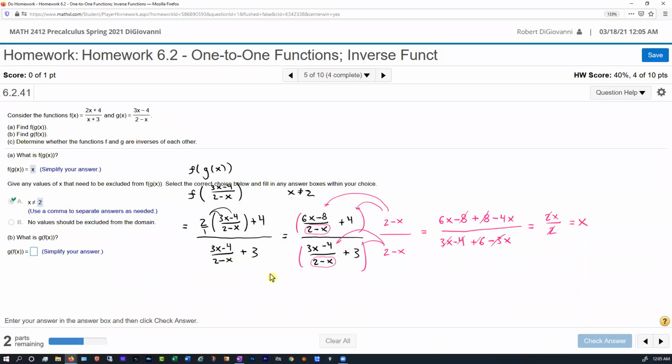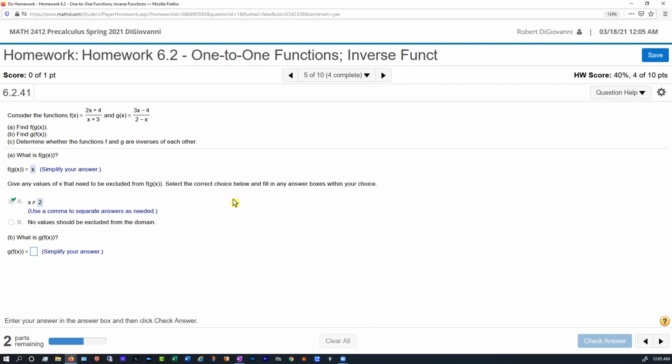All right, now we need to do the other way, g of f of x. So we're going to do g with f of x plugged in. So that's g, and then when I do f of x, I've got 2x plus 4 over x plus 3. And now I'm going to take all of that and plug it into g, so it's going to go here and here. So I'm going to have 3 times 2x plus 4 over x plus 3 minus 4 over, and then I have 2 minus, and then this thing right here, 2x plus 4 over x plus 3.